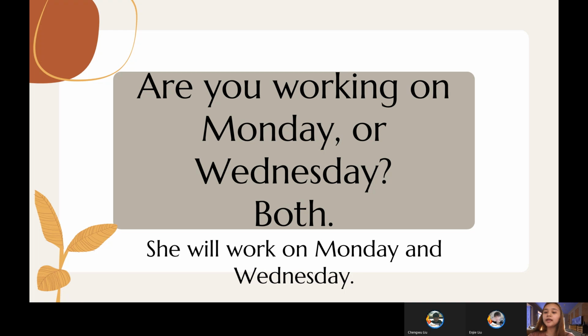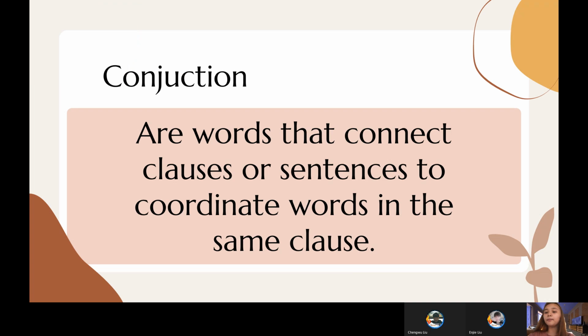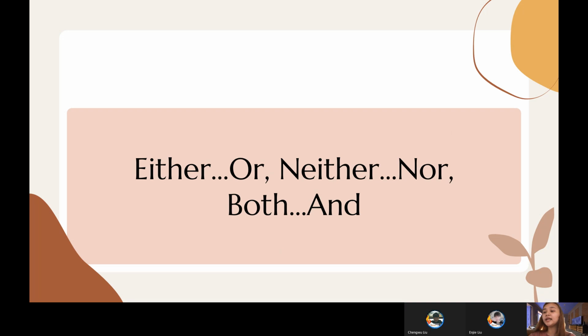Okay, so now let us proceed to our next topic. Either, neither, both as a conjunction. Okay, so I know that you already know what a conjunction is, but conjunctions are words that connect clauses or sentences, or coordinate words in the same clause. Just a reminder that if we are going to use either, neither, both as a conjunction, they are paired with or, nor, and. Okay, so either or, neither nor, both and. Okay, so can you please read the sentence, Mr. Cheng Wu?